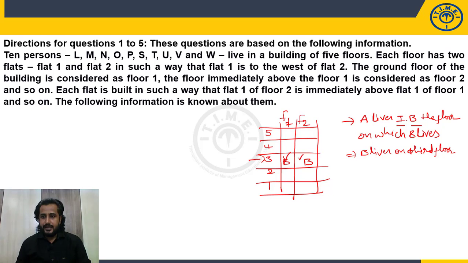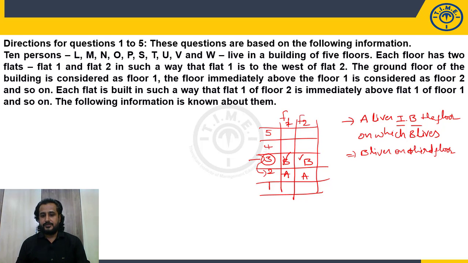Now, A lives immediately below the floor, it is mentioned. B lives on third floor. So immediately below the third floor is second floor. But have they referred anything regarding the flat? No. It is given A lives immediately below the floor. So A's place is also not known. A may be here, A may be here.